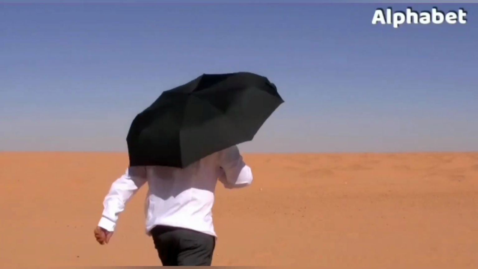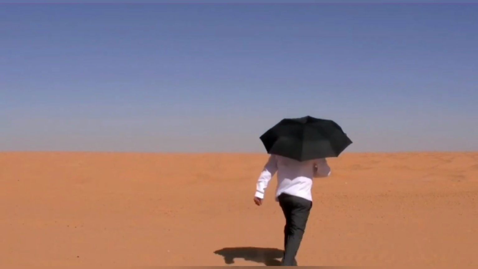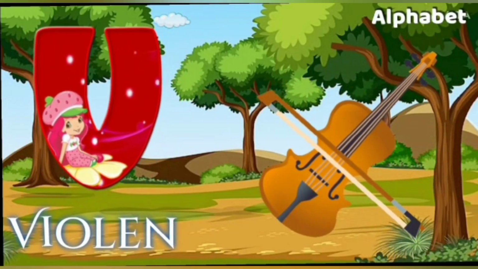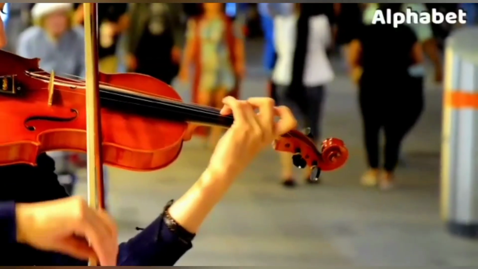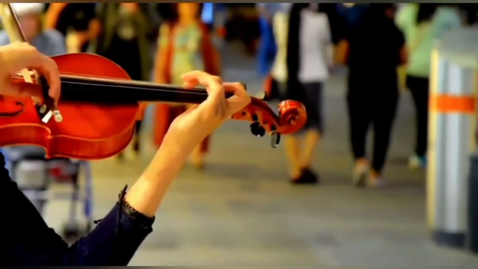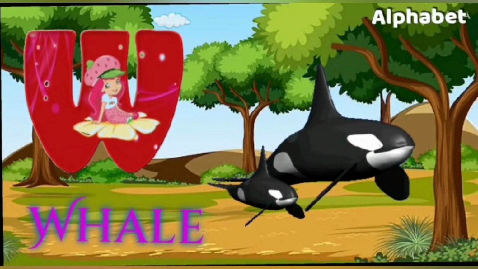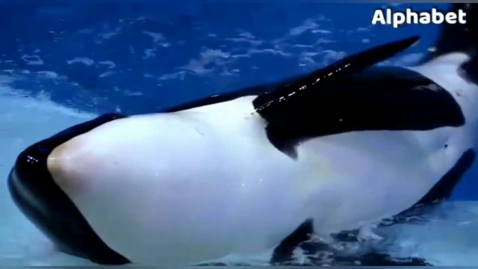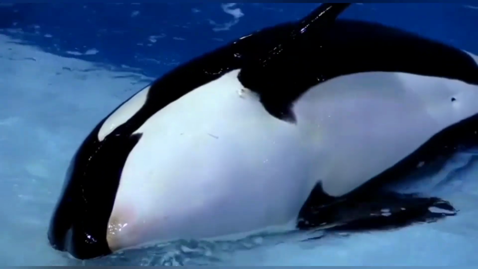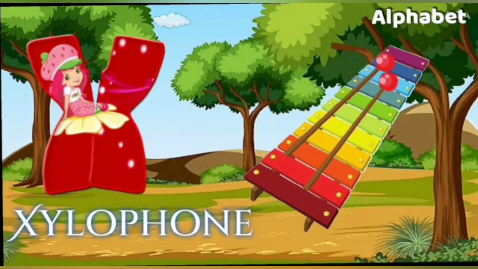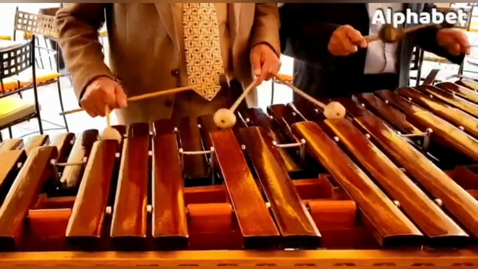U for umbrella. V for violin. W for whale. X for xylophone.